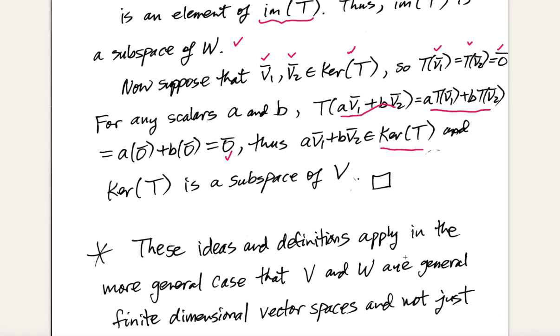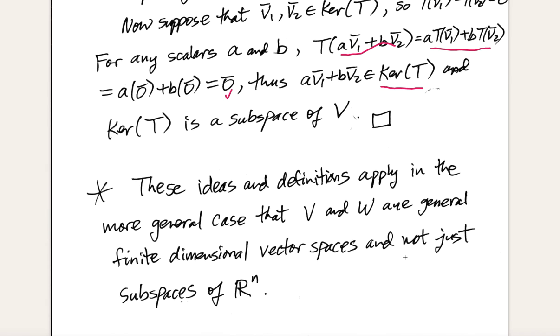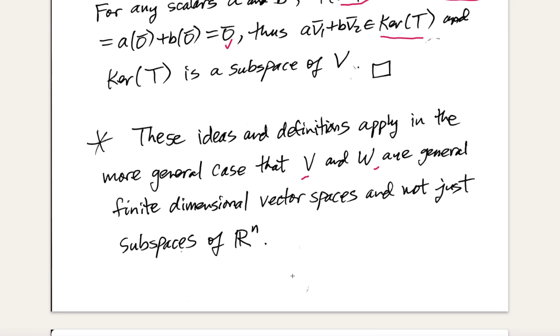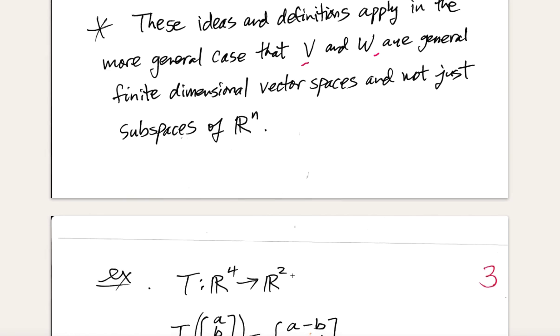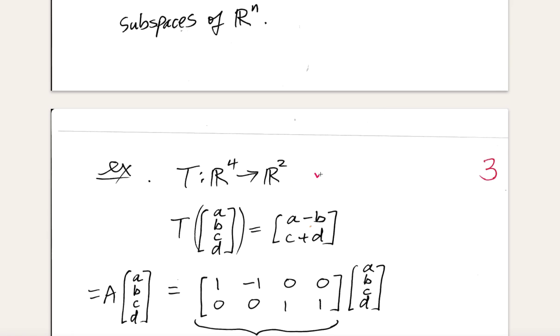Alrighty? Alright. Now let's just mention these ideas and definitions apply in the more general case that V and W are general finite dimensional vector spaces and not necessarily, as we assumed above, subspaces of R to the n, or Rn if you like that better. Okay? Alright, so you can generalize those ideas. Okay, I mentioned that because your book does an example here. They immediately jump in where one of the subspaces is not technically a subspace of R to the n. They're not both subspaces of the same vector space.